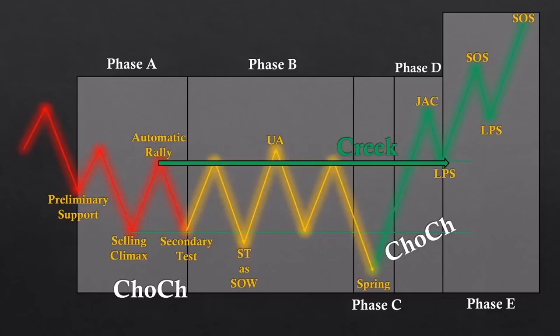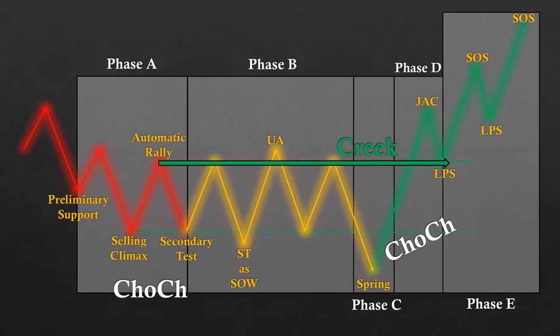In the case of an accumulation, Phase C will begin with the spring. This is the false bearish breakout or bear trap that violates the lows produced in Phase A and B. When the spring produces a violent movement to the downside, it is called a terminal shakeout. Phase C, which is composed only by the spring, is the beginning of the second change of character.